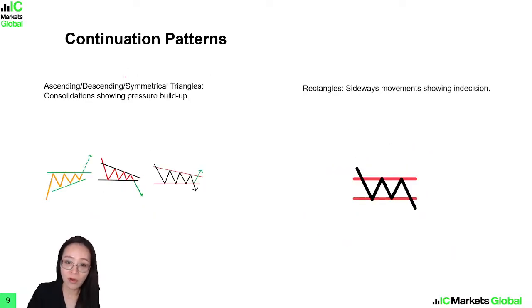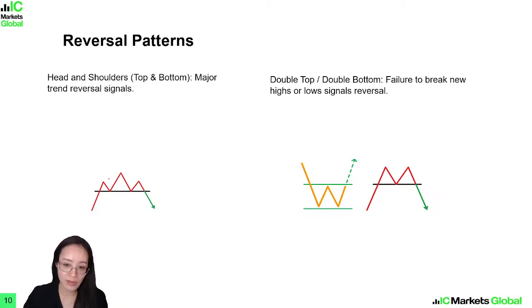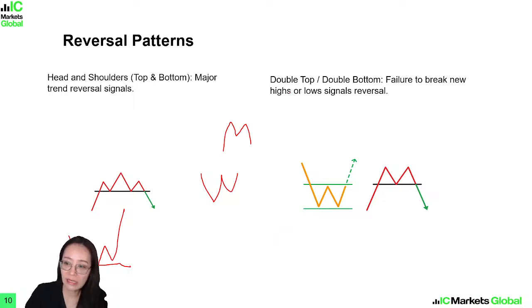Okay, so for the reversal patterns, we have head and shoulders, or top, and it could be top and bottom, which could be the reversal for the bearish, right? And if bullish, it's going to be something like that. And double top, double bottom, it will look like this, or you can say M pattern or W pattern. Basically, double top and double bottom is a failure to break a new high or new low, signaling reversal.